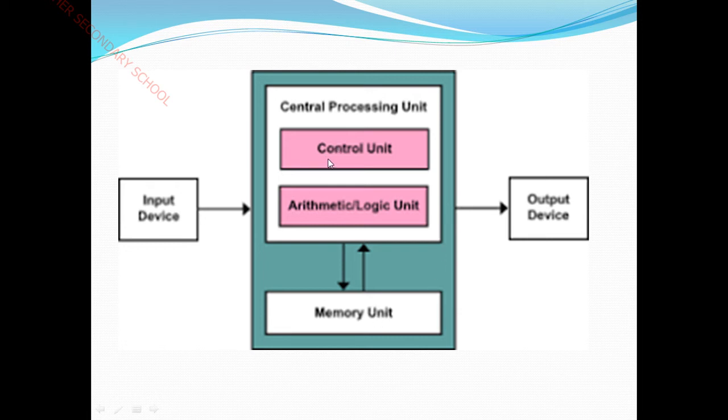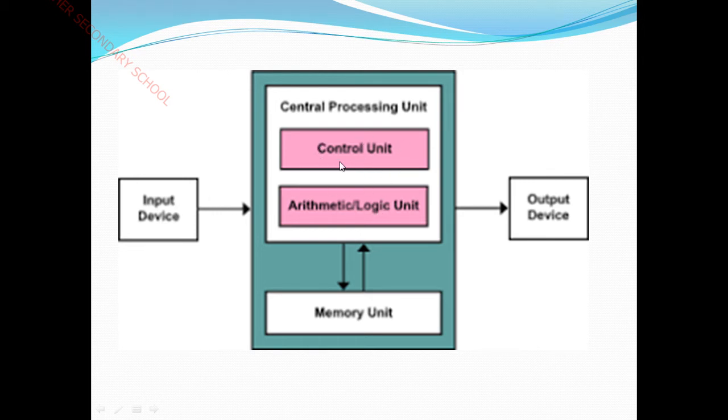So as I told you, this control unit sends signals to all the devices involved in execution. So this control unit gives a signal to this input device that you should get a value from the user. Then this control unit gives a signal to this arithmetic logic unit to process the data.